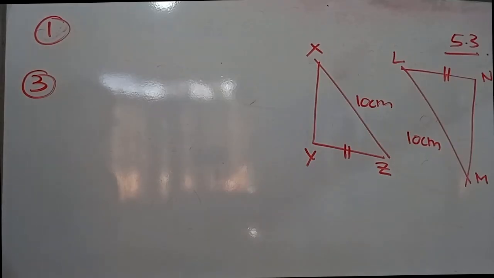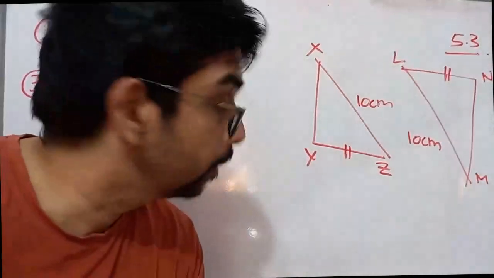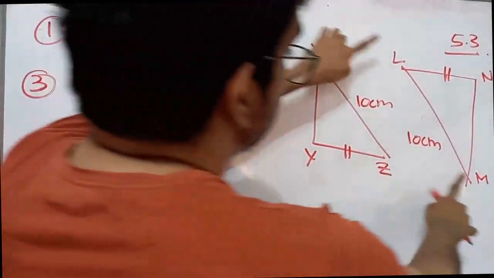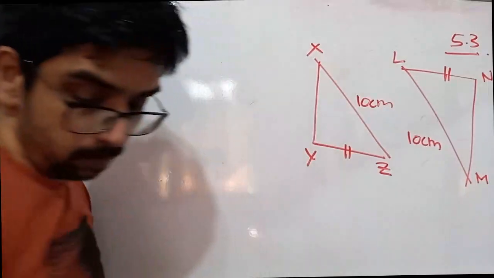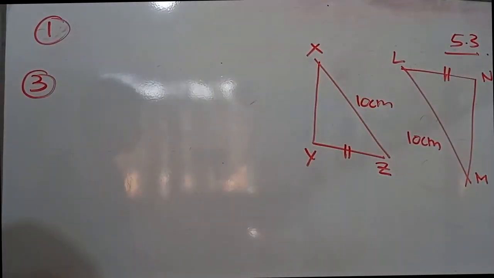Right? So easily we can say what? XZ is equal to LM. YZ is equal to LN. But what about the other side? We need 3 sides.